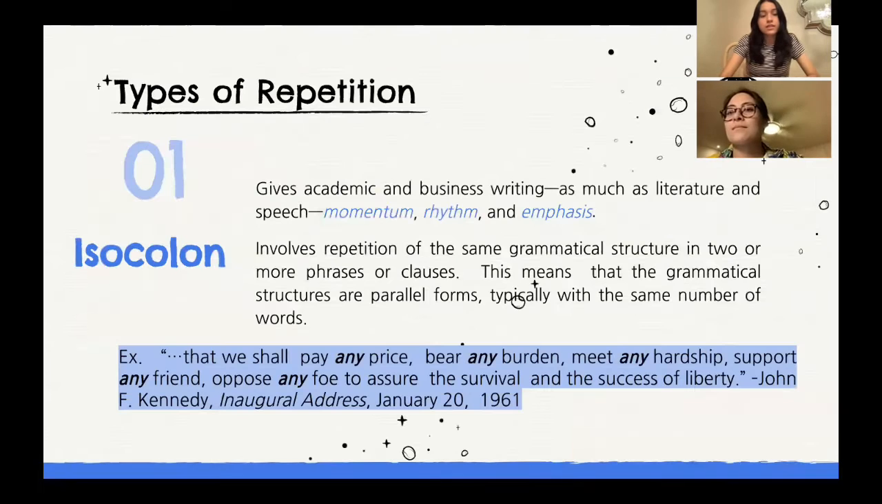To be or not to be. The first type of repetition is isocolon. Usually, we can find it in academic and business writing. Some of the important points are the momentum, rhythm, and emphasis. To involve this repetition, we use grammatical structures like phrases or clauses. For example, we can find the same number of words, like in the example: Pay any price, bear any burden. The word in the middle is the one that is repeating.